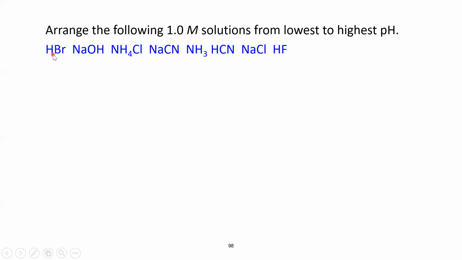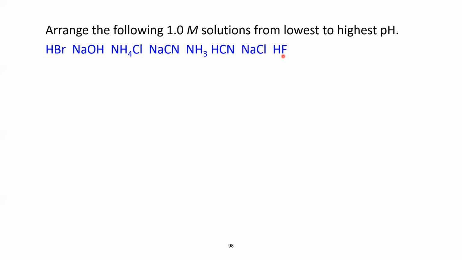Well, hydrobromic acid is a strong acid. Sodium hydroxide is a strong base. Ammonium chloride is a salt. And since it has ammonium ions in it, it's an acidic salt. Sodium cyanide is a salt. And since it has cyanide ions in it, it's a basic salt. Ammonia is a weak base. Hydrocyanic acid is a weak acid. Sodium chloride is a salt, and it's a neutral salt. And hydrofluoric acid is a weak acid.